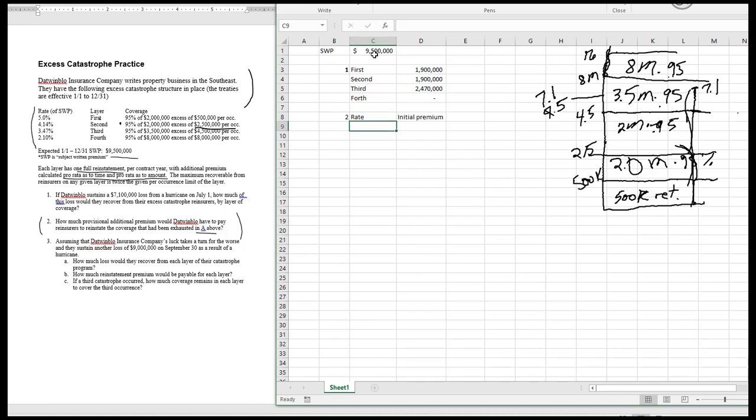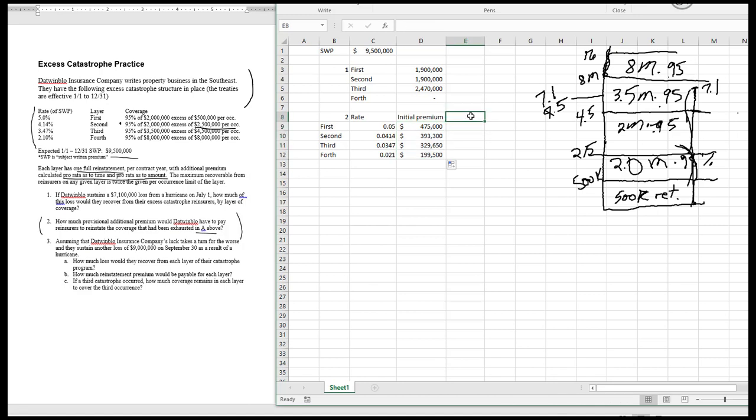And I put up here $9.5 million, and the rate is 0.05 for the first layer, 0.0414, which is 4.14% for the second layer, 0.0347 for the third layer, and 0.0210 for the fourth layer. Let me label these here. So to calculate the initial premium, I'm just going to take the rate times the subject written premium. And so that I can copy this down, I'll just make that constant. And there we have our initial premium for all four layers of coverage.